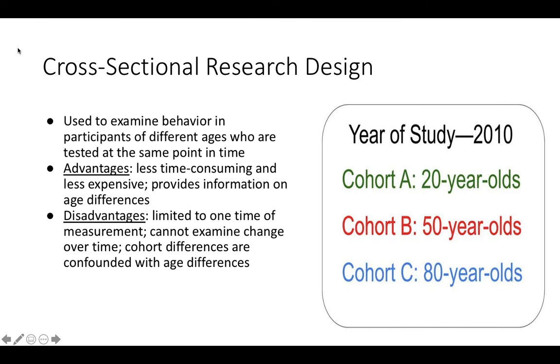Let's say that I want to study the effects of smoking starting from the age of 18. What I'm going to do for cross-sectional is look at a different group of 20-year-olds versus a different group of 50-year-olds versus a different group of 80-year-olds. The disadvantage of this is it's limited to one time of measurement and cannot examine change over time.